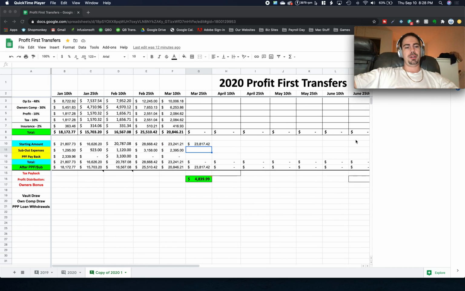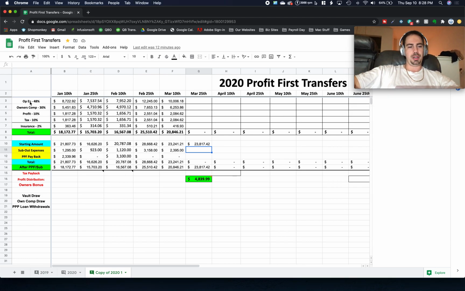First and foremost, on the left-hand side here, we have our accounts. Surprise, surprise. Of course, we have the OPEX account, the owner's account, the profit account, the tax account, all of our normal accounts. I do not list the income account here. I will show you why in a second. And then I have an added account.